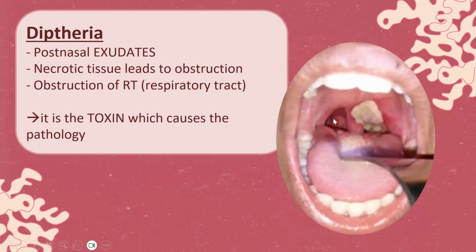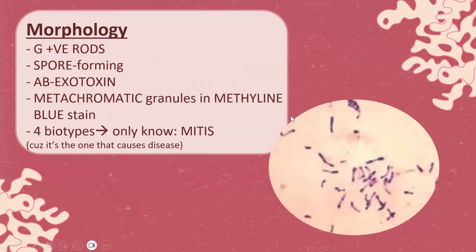Diphtheria is very severe, even though now it's not common because alhamdulillah we have the vaccine, but it is very severe because it can lead to direct obstruction of the airway, and also we have necrotic tissue. What causes diphtheria? It is the AB toxin of Corynebacterium diphtheriae, which is an exotoxin, of course. So let's talk about the morphology first.